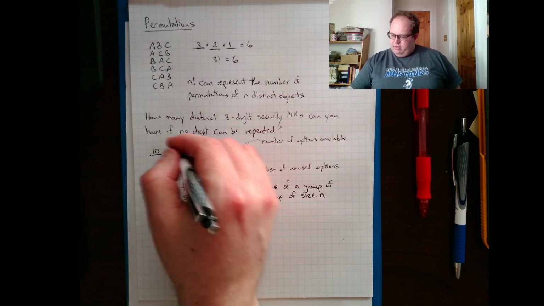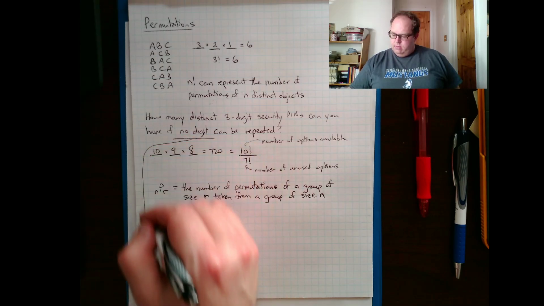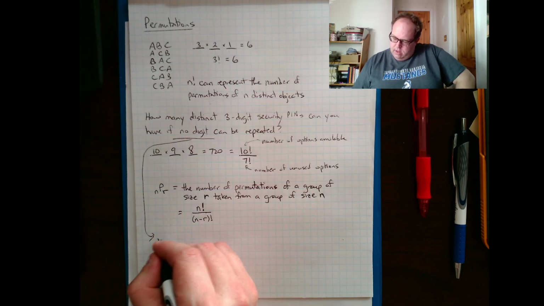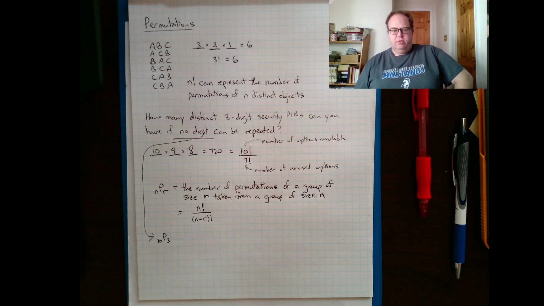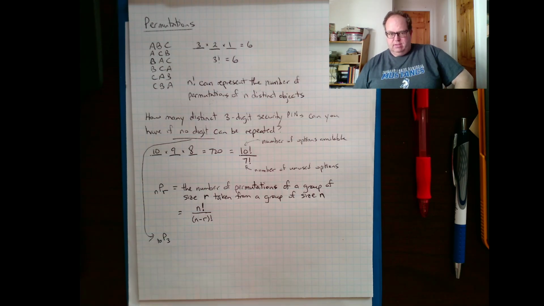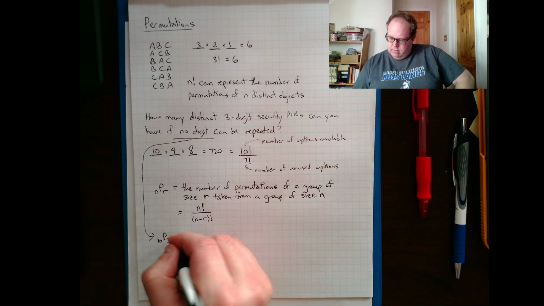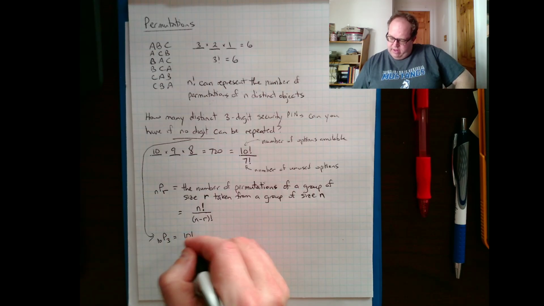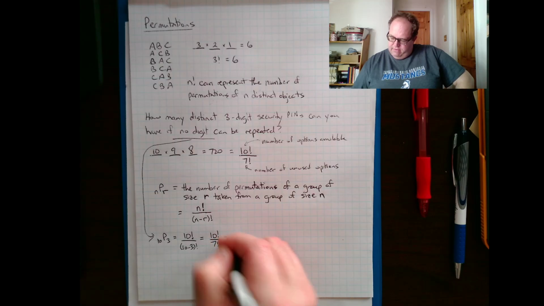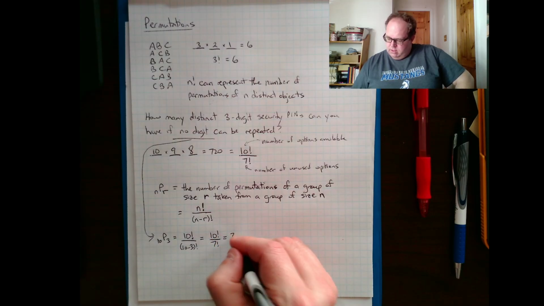And from this example that I had up here, what I'd be looking at is 10 permute 3. The number of permutations of a group of 3 I can take out of 10 digits. That would be 10 factorial over 10 minus 3 factorial, or 10 factorial over 7 factorial, which is 720.